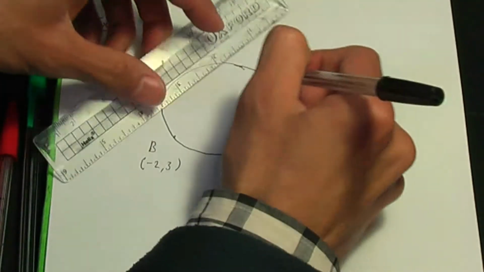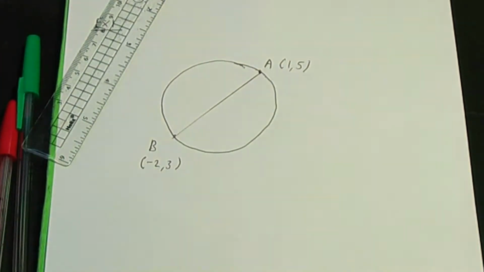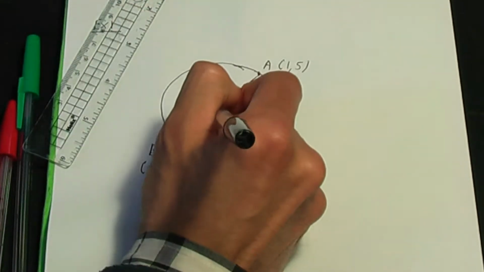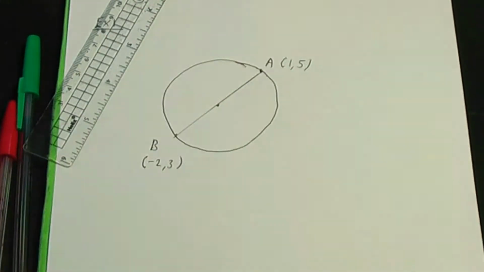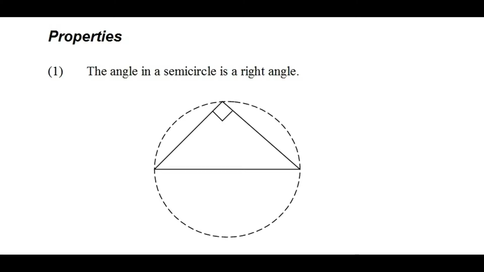And these two points A and B form the diameter of this circle. So let me draw the diameter. So AB is the diameter, passing through the centre, of course, of the circle. So the question is, we need to work out the equation of the circle. Now remember, in one of the properties, so in property number one, the angle in a semicircle is a right angle. So I'm going to be using this property.